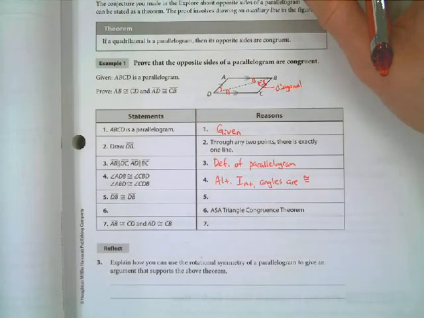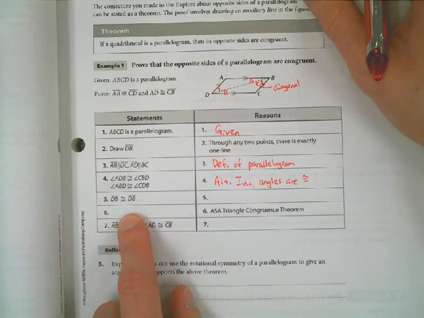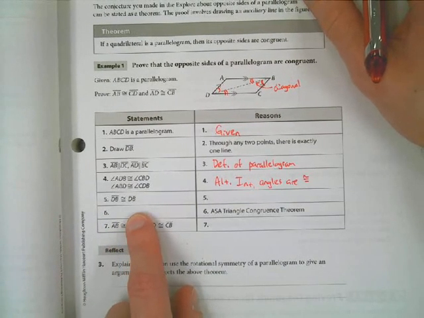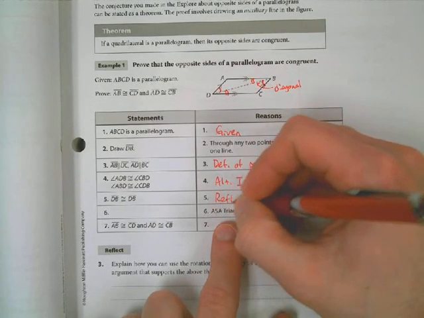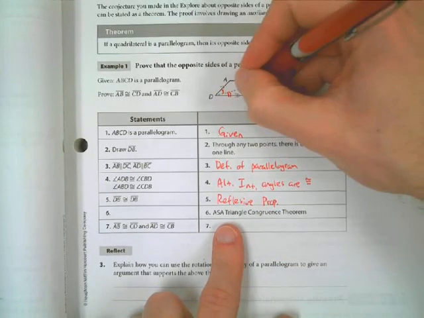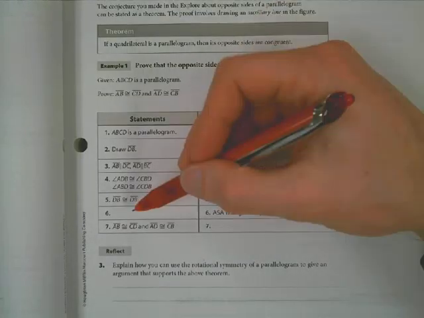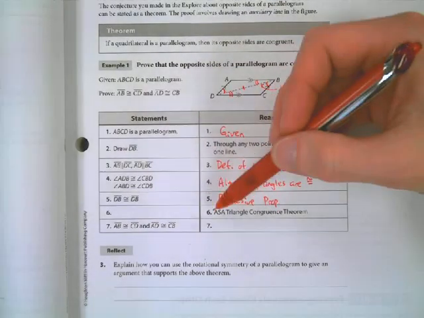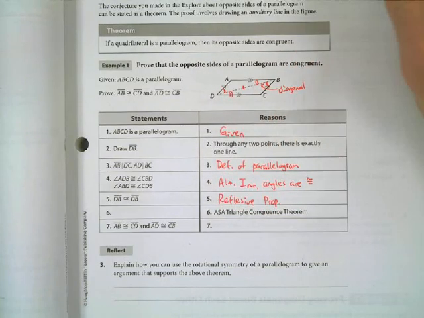Maria, DB is congruent to DB. Reflexive property, that's right. Something is congruent to itself. Okay, and so that means that is congruent. And then number 6, it leaves the statement blank, but it says angle side angle triangle congruence theorem. So we have 2 triangles that are congruent apparently here.